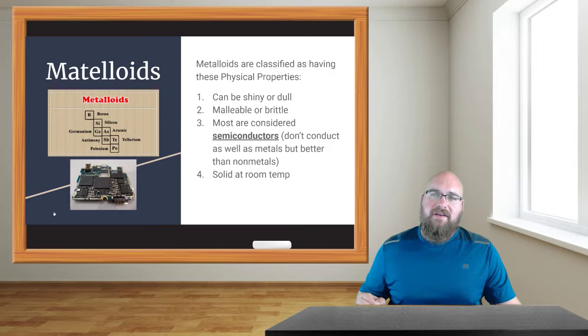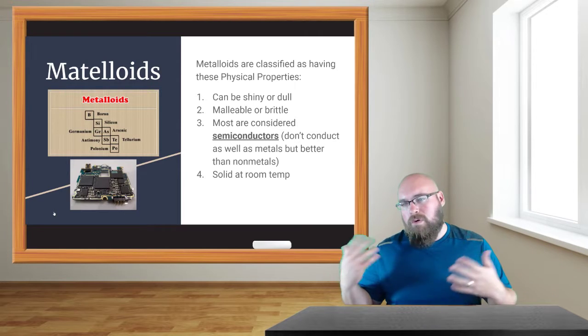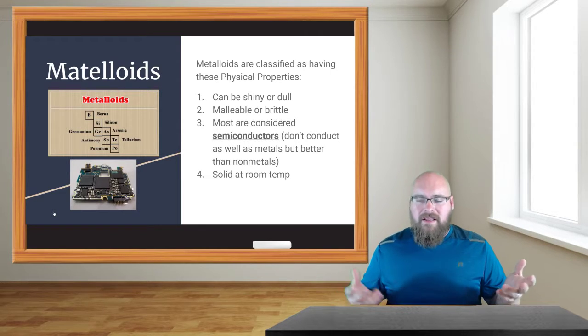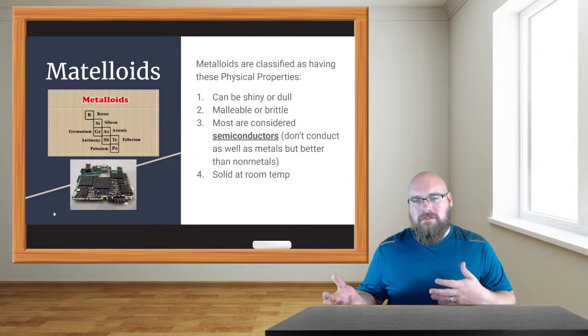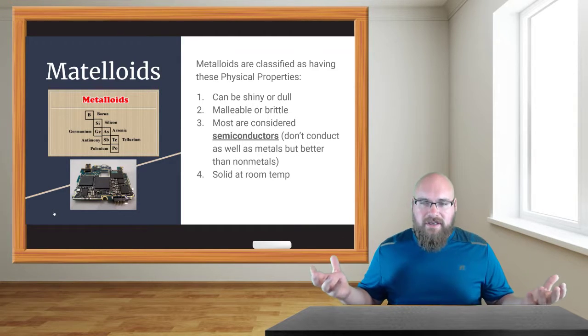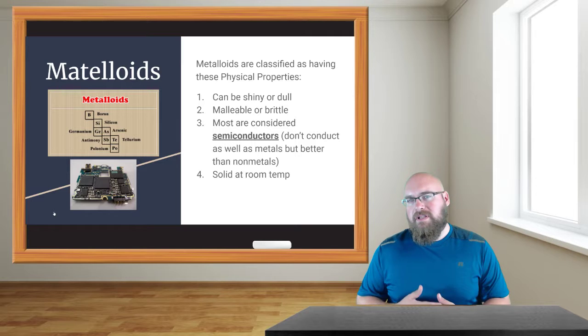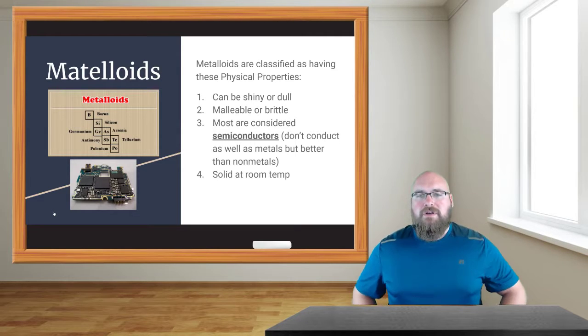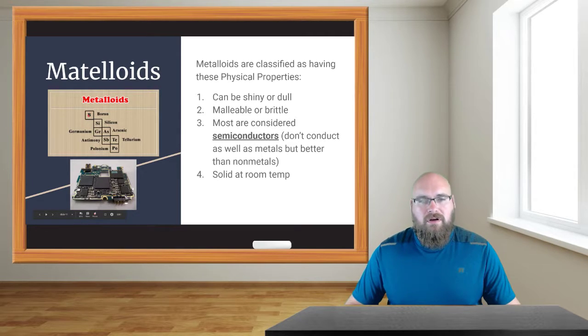Metalloids are classified as having either a shiny or dull luster. They can be malleable or brittle. And most of them are considered what we call semiconductors. They don't conduct as well as the metals, but they conduct better than the non-metals. And usually these are all solid at room temperature. So the metalloids are all found in one particular area of the periodic table. Boron, silicon, germanium, arsenic, antimony, tellurium, and polonium. All of these are metalloids.